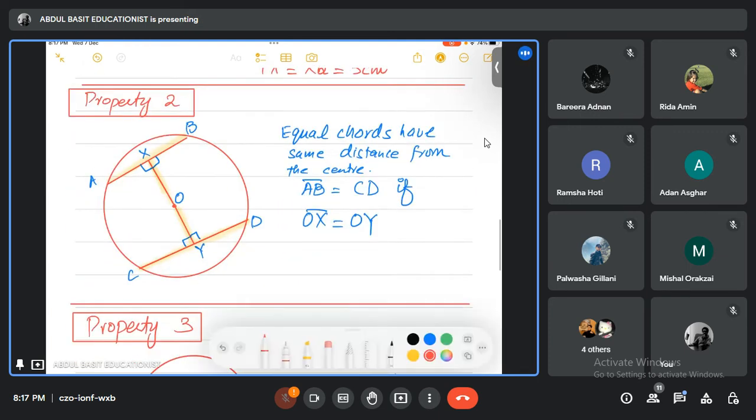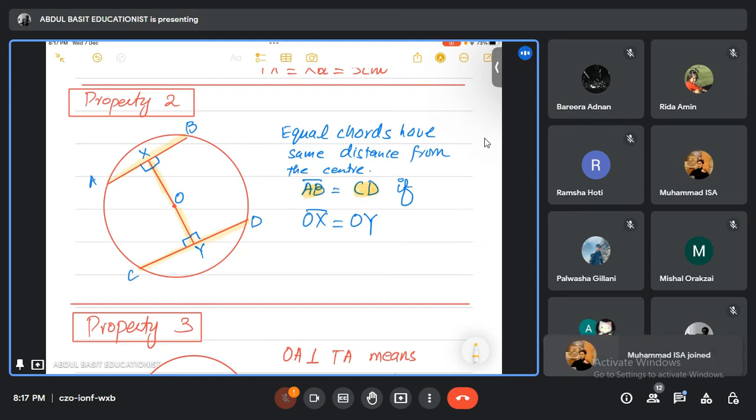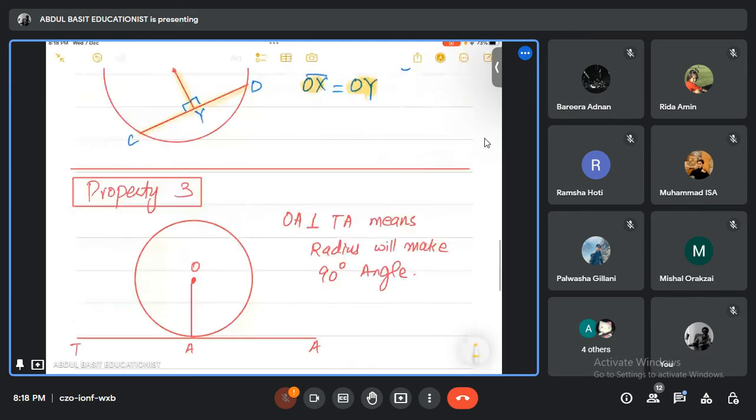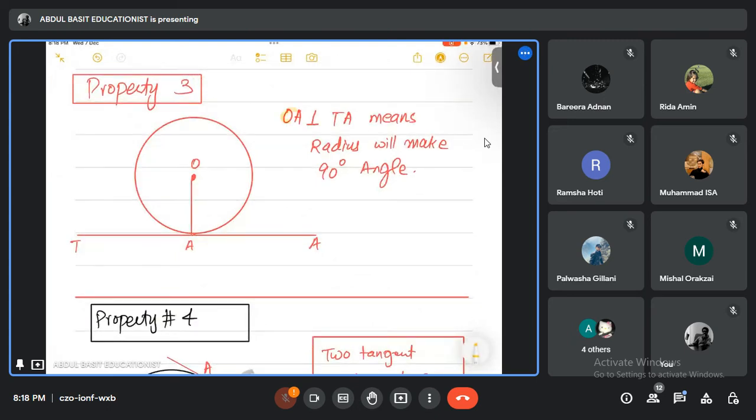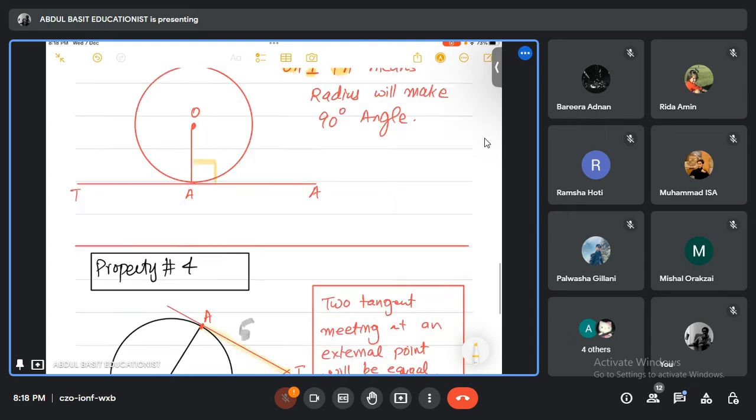The second property we studied is that equal chords have the same distance from the center. So for example, A to B is equal to C to D. These two chords are equal, and if their distance from the center, O to X, is the same, then they will be equal as well. Property number three, that's very easy: the radius will make a 90 degree angle with the tangent. ठीक है कि radius कौन सा angle बनाएगा? Radius will make a 90 degree angle with the tangent.